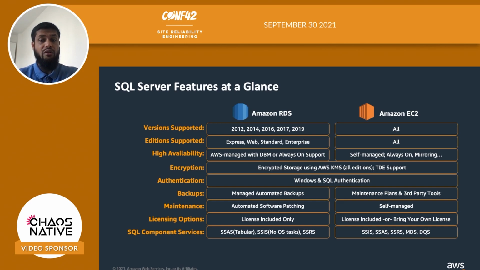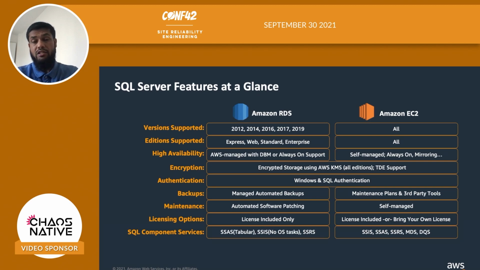But if you need a different HA solution like Always On or log shipping, then choose SQL Server on Amazon EC2 and manage that yourself. Both platforms support storage encryption for all editions using KMS, and those of you running Enterprise Edition can use TDE, transparent data encryption, on both platforms. If you need to install third-party tools such as Ola Hallengren scripts for maintenance plans, then run SQL Server on Amazon EC2.